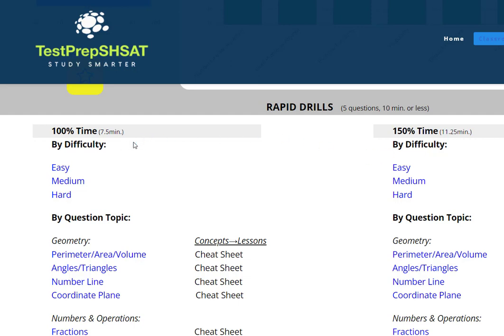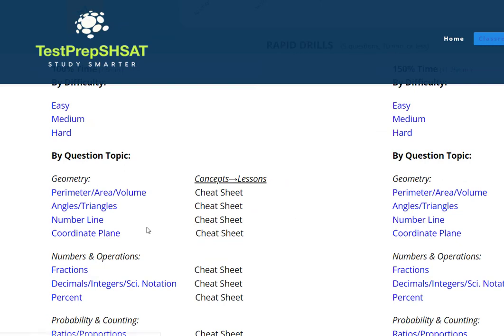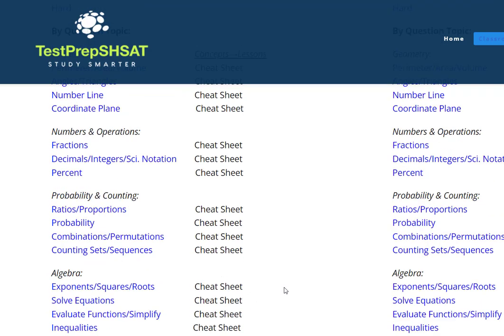Okay? So I could practice by difficulty, easy, medium, hard, or I'm going to go into topics because I want to improve certain topics like word problems. Well, geometry, numbers, probability, algebra, word problems. I might start here with my word problems and work on that. So that's where I'm going next. Eventually, I want to fill out the full spectrum of different topics. That'll give me a sense overall of how I'm doing and what areas I need to improve on. So this is the logical next step for most students.